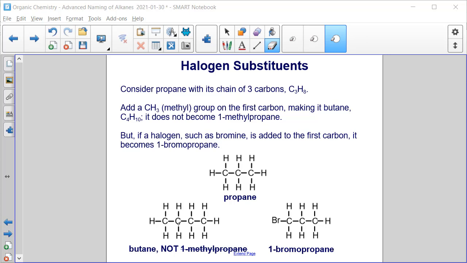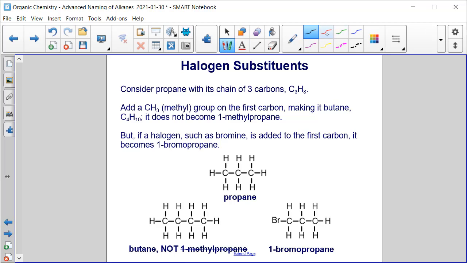This is butane. It doesn't become a methyl group substituted on the first carbon of propane. We wouldn't say 1-methylpropane. But if instead of a CH3 group, I put bromine here, so instead of this hydrogen I've substituted bromine, it becomes 1-bromopropane. So this parent name here, propane or butane, remember, is determined by the longest number of carbons in a singular chain.